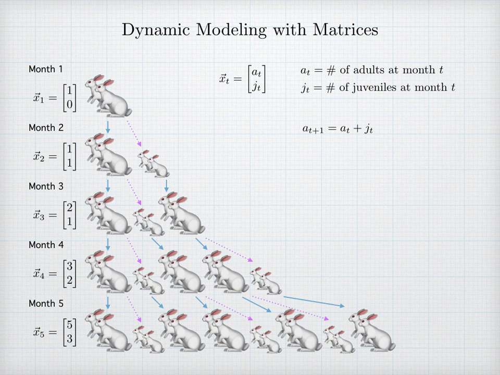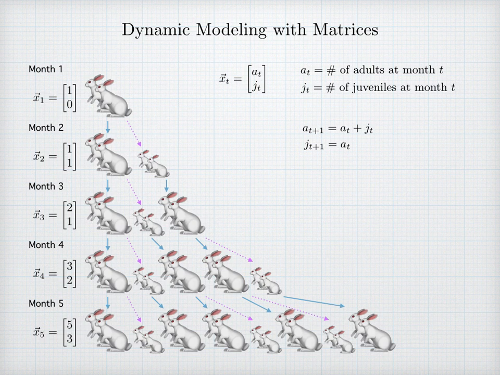Now, in addition, only the pairs of rabbits that are presently adults will reproduce, and so we get an equation for the number of juveniles as well. The number of juveniles in the next month, J sub t plus 1, will equal the number of adult pairs in the current month, A sub t.